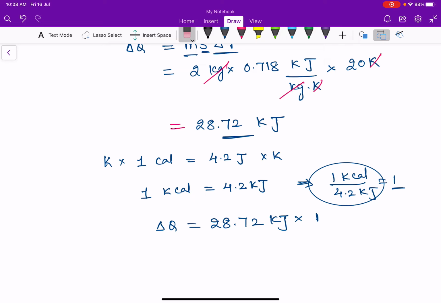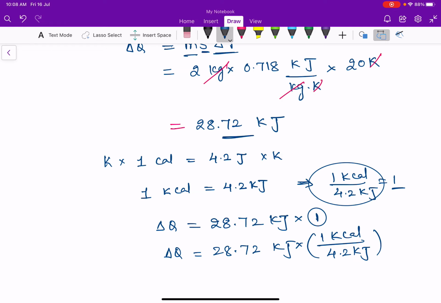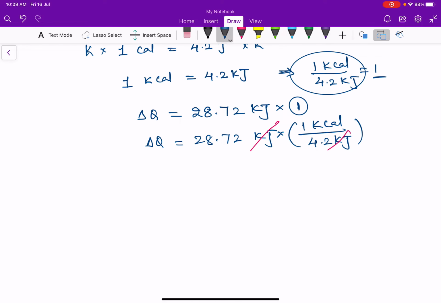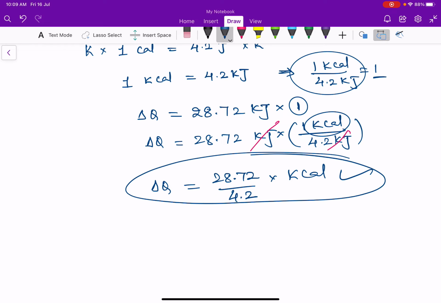So delta Q is equal to simply 28.72 kilojoules into, I am keeping 1 kilocalorie, which is nothing but 4.2 kilojoules. Now here kilojoules and kilojoules cancel. You will get the delta Q value as 28.72 divided by 4.2 into what is there? Leftover is kilocalories. You will get the answer in kilocalories now.